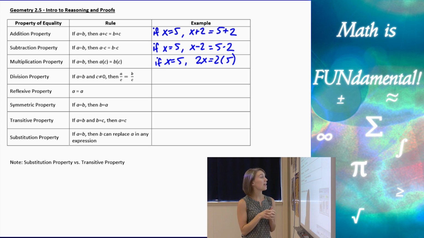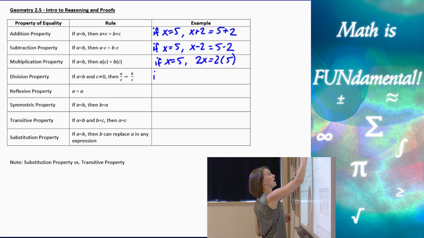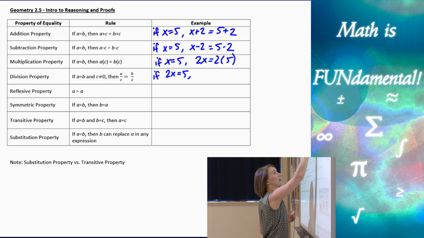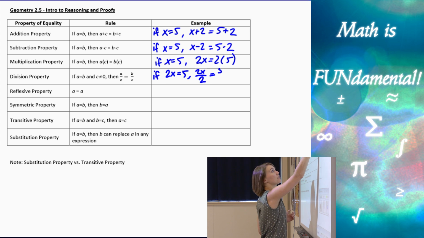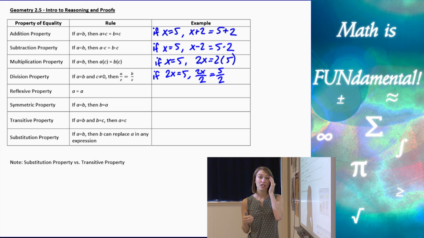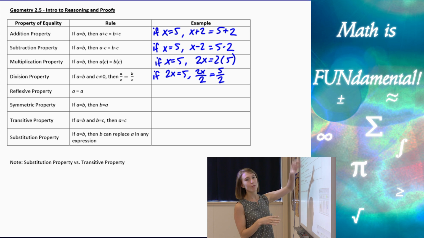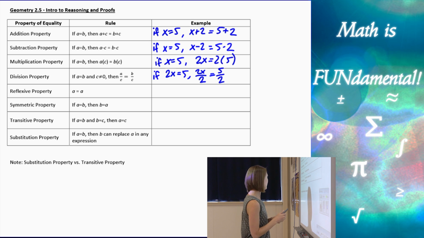Division property, if a equals b and c isn't 0, then a over c equals b over c, or a divided by c equals b divided by c. The reason c can't be 0, we don't want to divide by 0. 0 is never in the denominator. So here, if I have 2x equals 5, then I can say that 2x divided by 2 equals 5 divided by 2. So we can use all these properties. Hopefully you're seeing it, we can use these properties to solve an algebra problem.